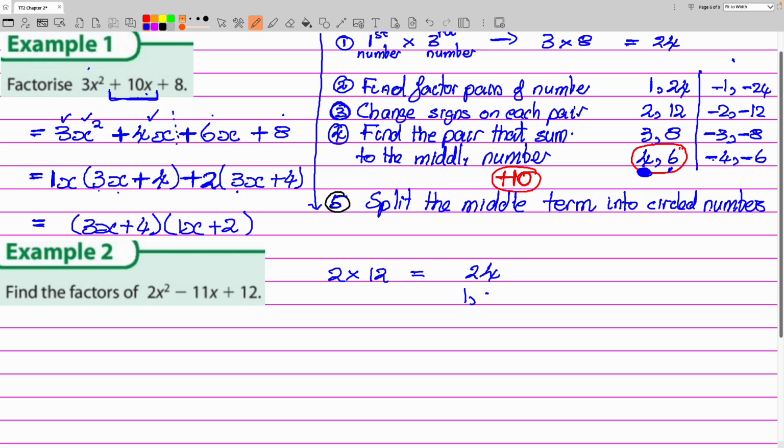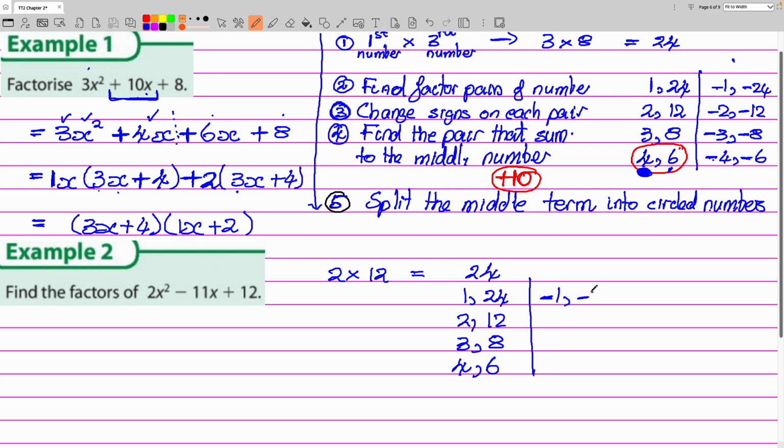What are the factor pairs for 24? 1 and 24. 2 and 12. 3 and 8. 4 and 6. What's the next rule? The next rule is draw a line and change the signs on both.